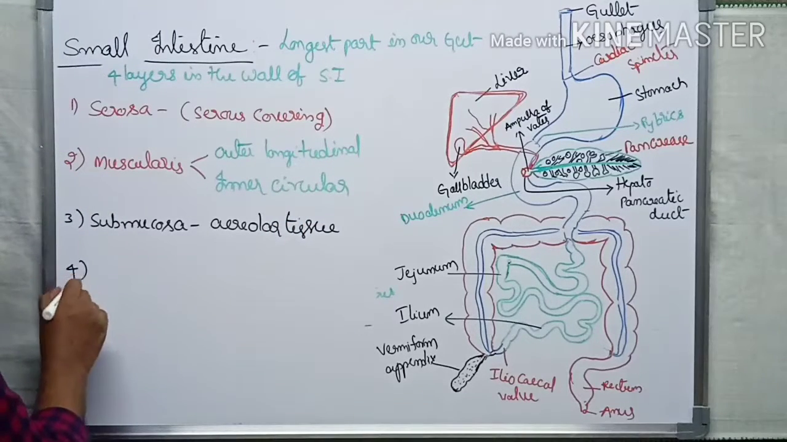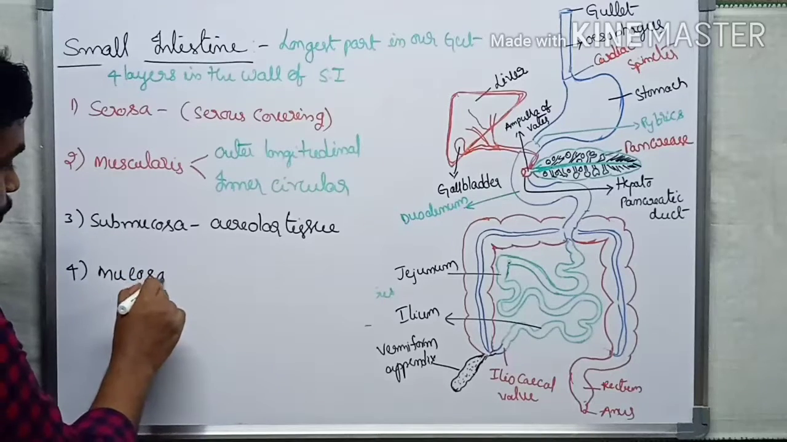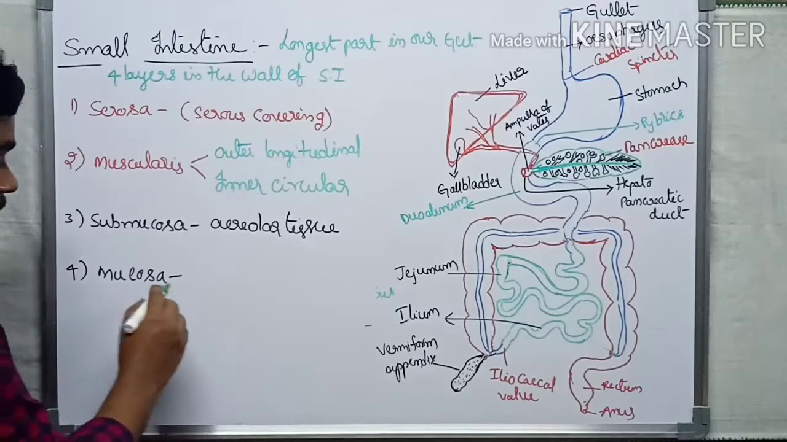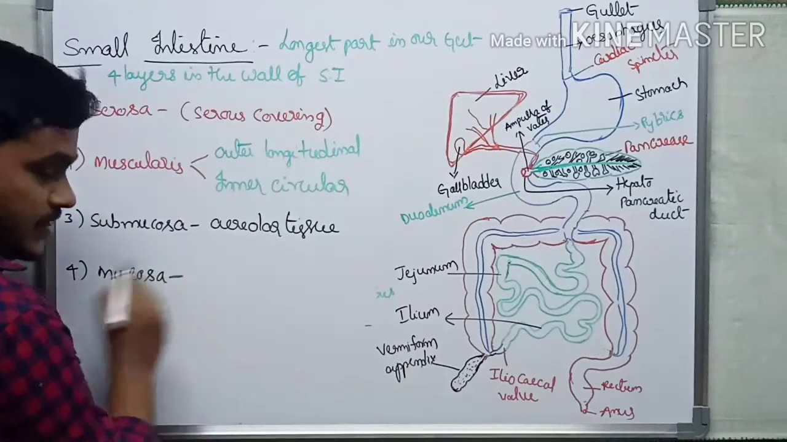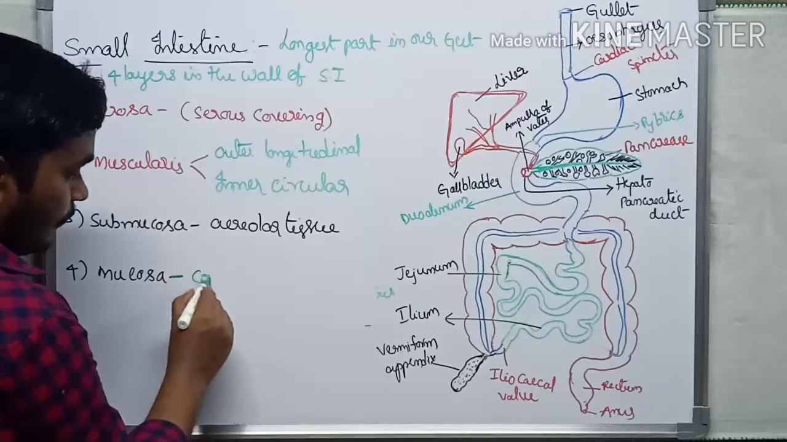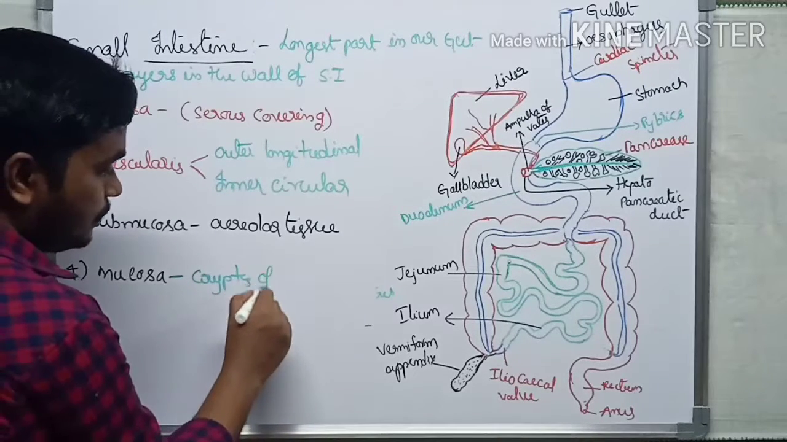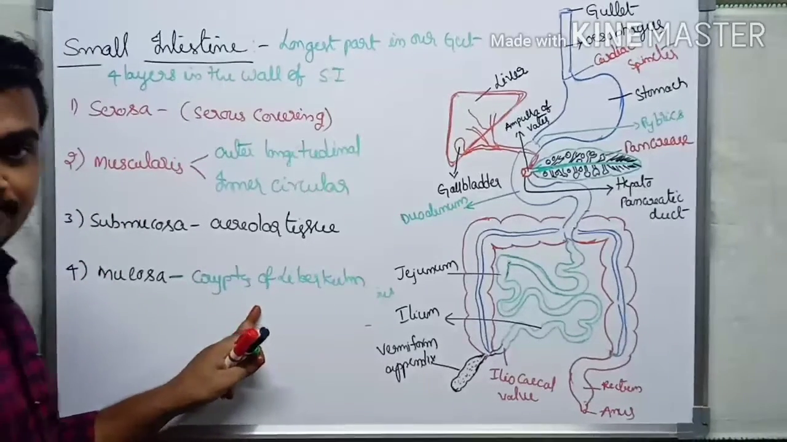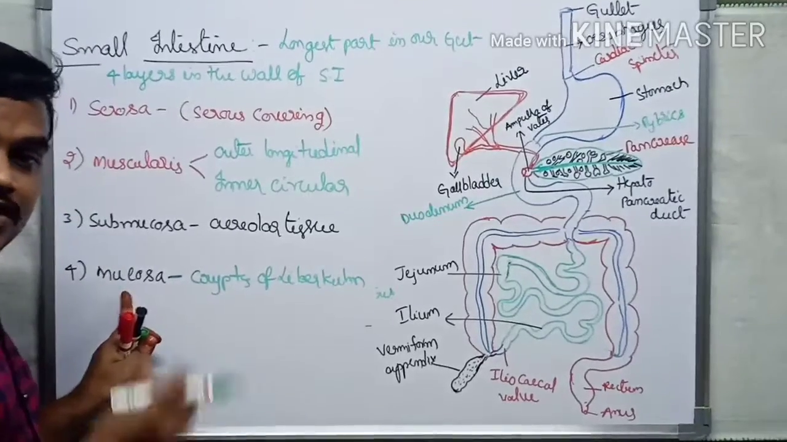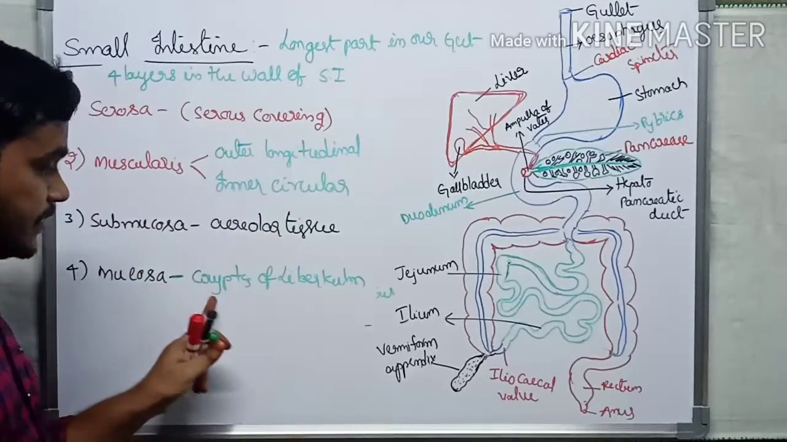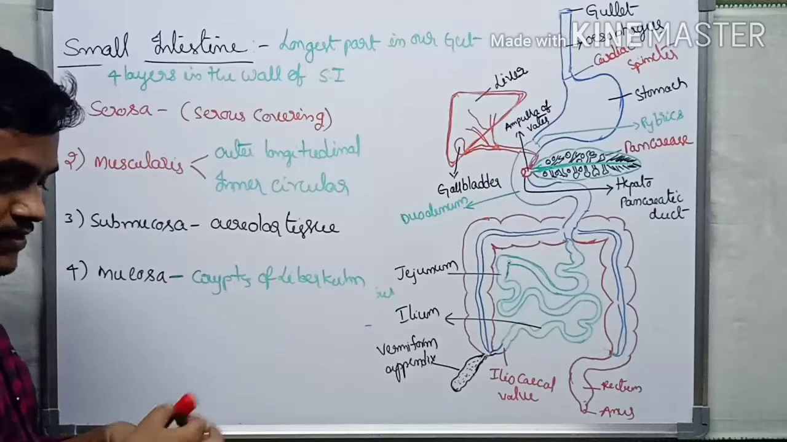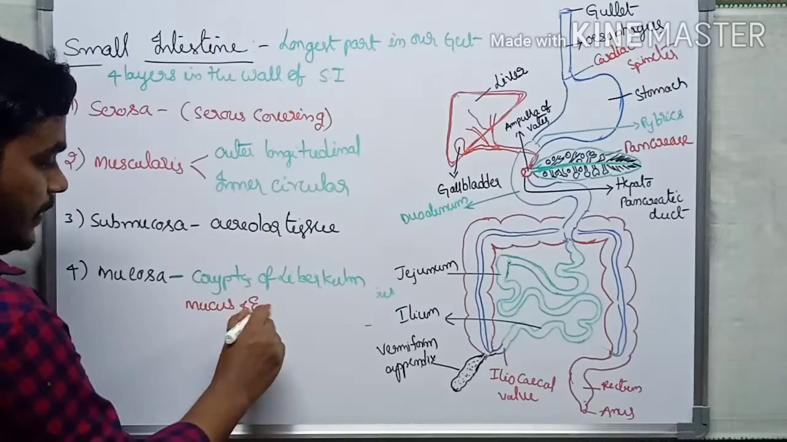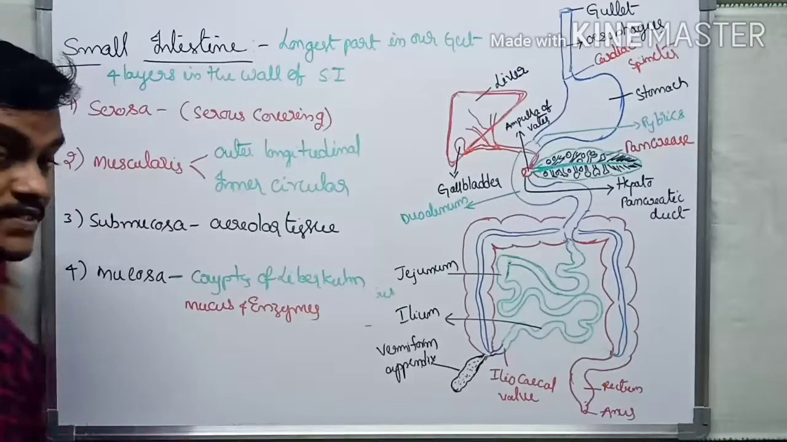Then the fourth region, the innermost region, is the mucosa. Mucosa consists of some glands, and different types of cells are also there. Mucosa has some extensions, the crypts of Lieberkühn, named after the scientist. So mucosa consists of glandular structures, the crypts of Lieberkühn. The crypts of Lieberkühn secrete mucus and enzymes.